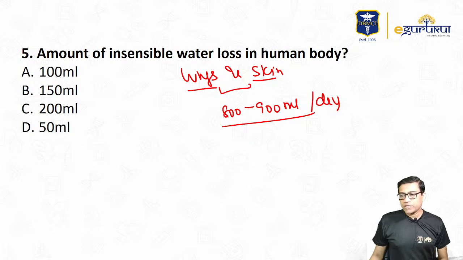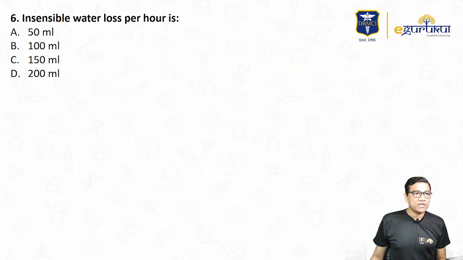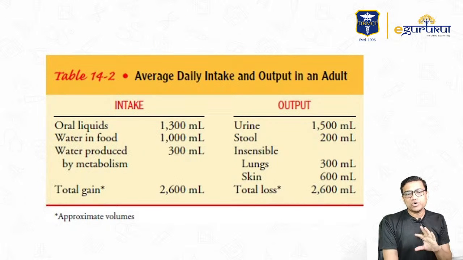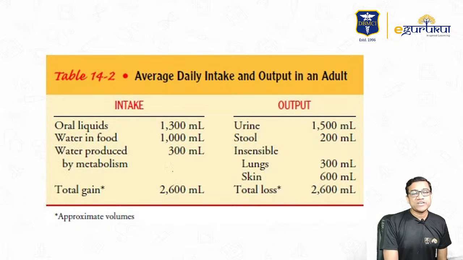Okay. So remember, urine is approximately how much? Urine is 1.5 to 2 liters, but that is sensible. So let's just show the table. So intake, we drink 1 to 2 liters of fluids, then water in food is 1. So total 2 liters we are ingesting, plus water produced by metabolism is 300. Total gain is 2600. Okay. Output is 1.5 liter is urine, 200 this, and insensible is lung and skin around 900.